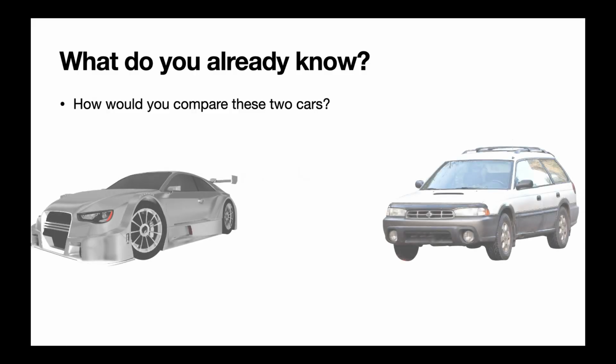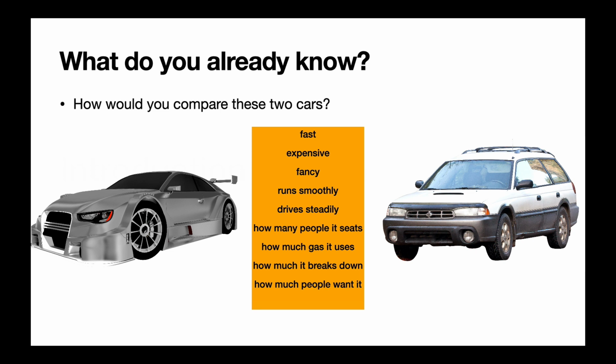So let's start by talking about what you already know. Here we have two pictures of cars that are very different. And how would you compare these two cars, right? How can you describe the differences between these two cars? So here are some words or phrases that you could use, such as fast, expensive, fancy, run smoothly, drive steadily, or answering questions like how many people it seats, how much gas it uses, how much it breaks down. Breaks down means it stops working, it doesn't run anymore, or how much people want it.